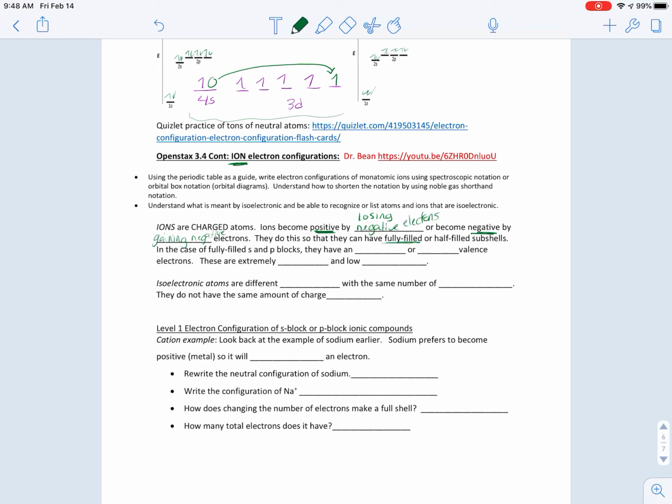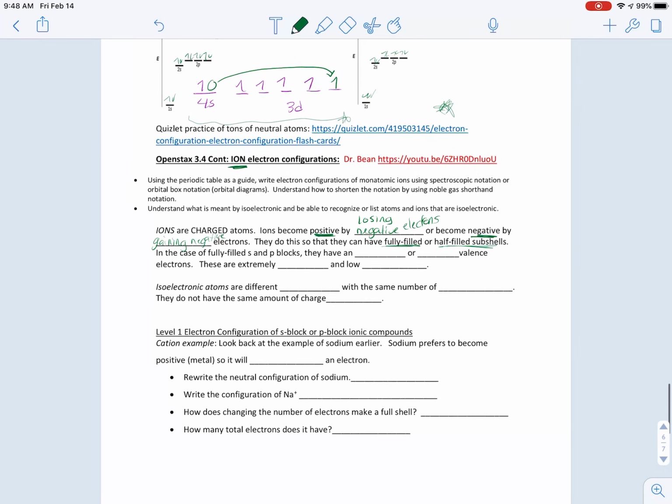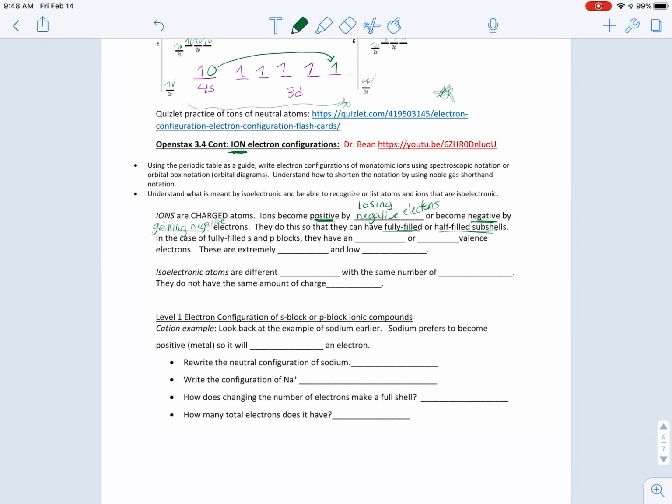They do this so that they can have half-filled or fully filled subshells usually. So they have some motivation kind of similar to what was going on up here. But these are actually losing electrons or gaining electrons from or to someone else. So they have extra electrons to work with so they can get these configurations they wish they had.